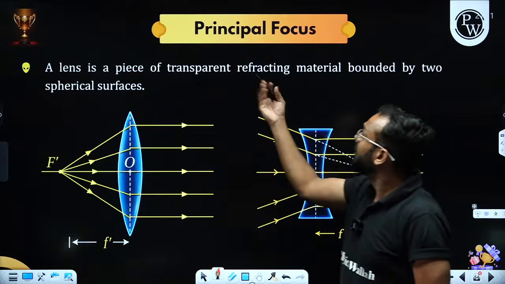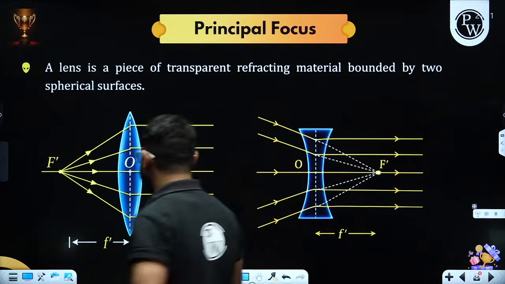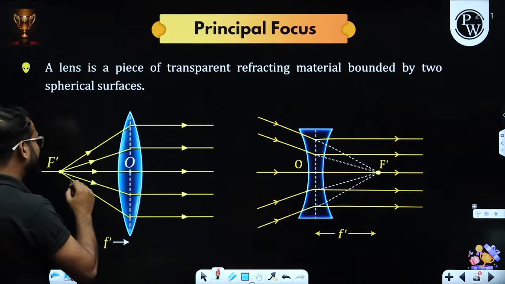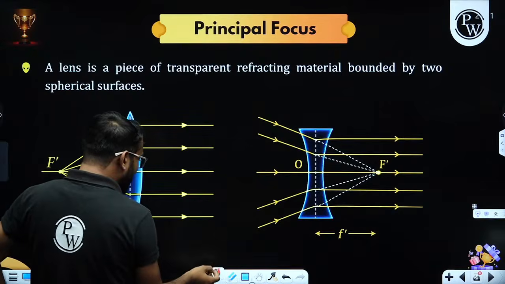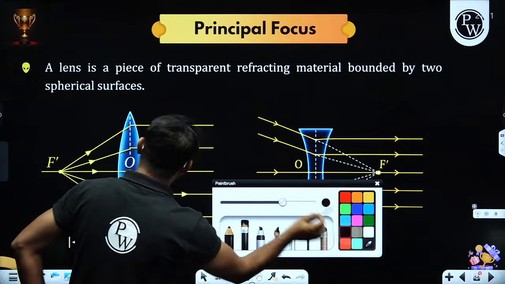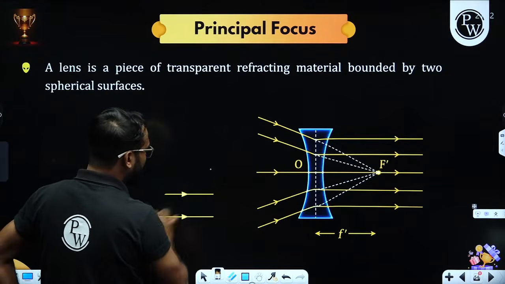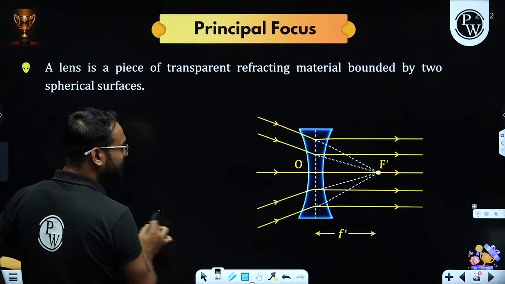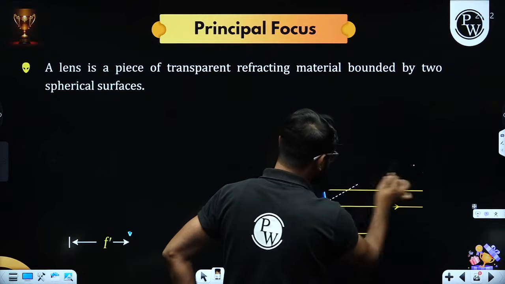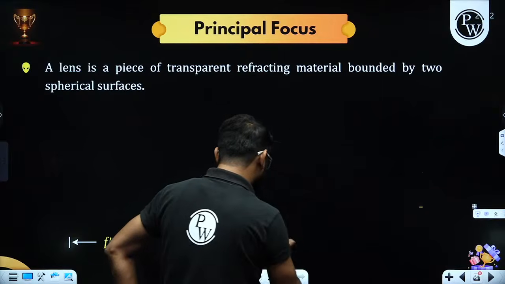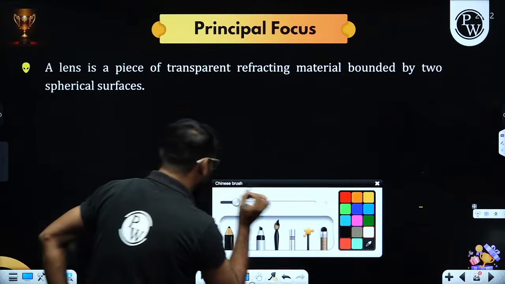Okay, sir. About the principal focus, talking about this one. I would prefer to draw the diagram from my end. What do you say? Let me draw the diagram. That is going to help us very much. Fine. So what will happen if the diagram is being made? How will it look?